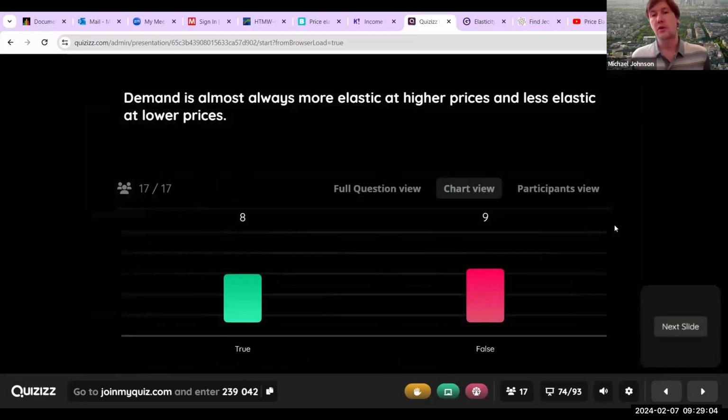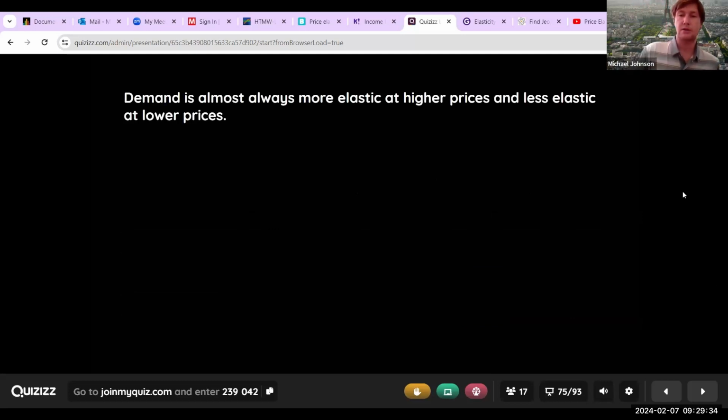So it's true. When things become higher priced, people look for cheaper alternatives more often than when it's cheap. If it's a very high-price purchase, they're less likely to buy it, so it's more elastic. But if it's a low-price purchase, they're going to keep buying it. So it's more focused on high prices.